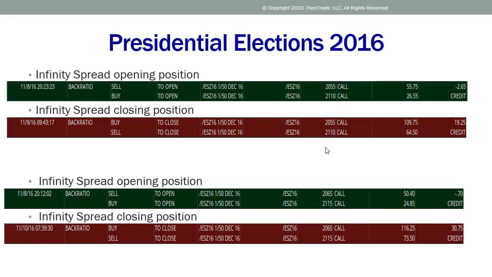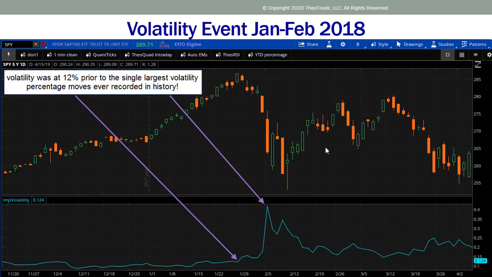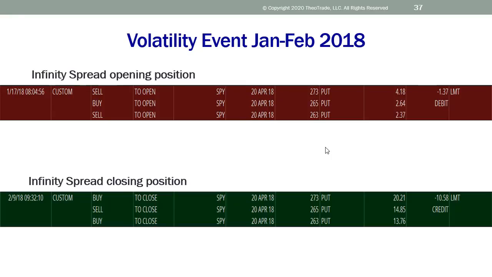That was the election of 2016. The next really big one, of course, was January, February of 2018, the VIXplosion, where we used, once again, the exact same strategy. And I'm telling you again, we knew nothing coming into this event. I don't want to hear this crap. I knew. If you look at something interesting here, January, February of 2018.